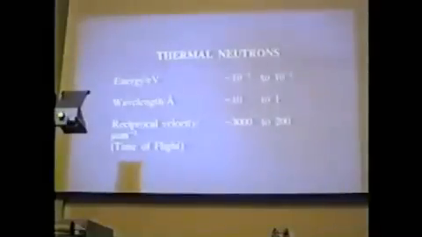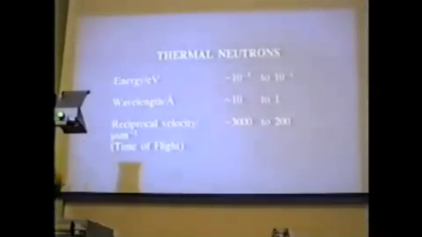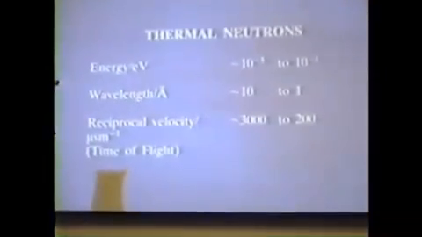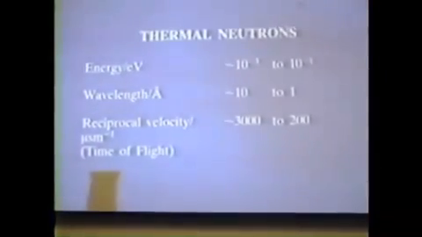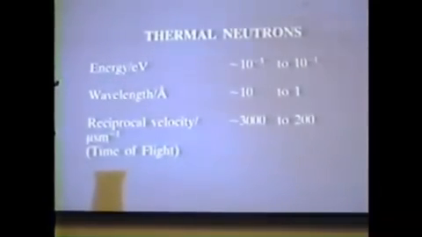Neutrons have quite a high mass, and so that corresponds to effective wavelengths between 10 and 1 angstrom. Because of this mass, they have quite low velocities corresponding to that energy. This is the reciprocal velocity here, which can be measured using what are called time-of-flight spectrometers. So one can carry out energy resolution of the scattered beam, looking at the energy after the neutrons have been scattered.